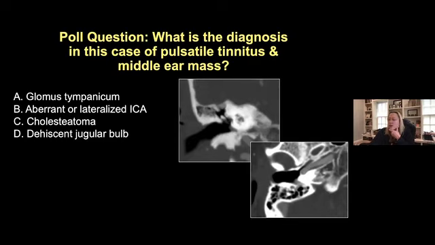Okay, let's go ahead and close the panel. So we're sort of split. Some people think maybe it's a jugular bulb, and some think it might be a glomus tympanicum. And this actually is a case of a glomus tympanicum tumor. So let's talk about that.